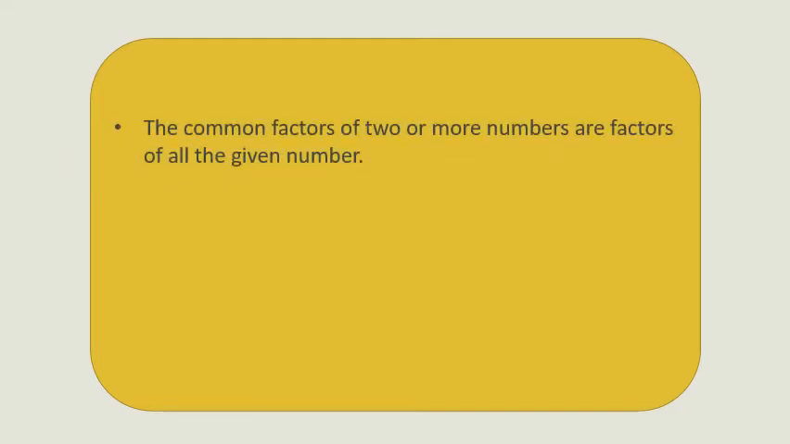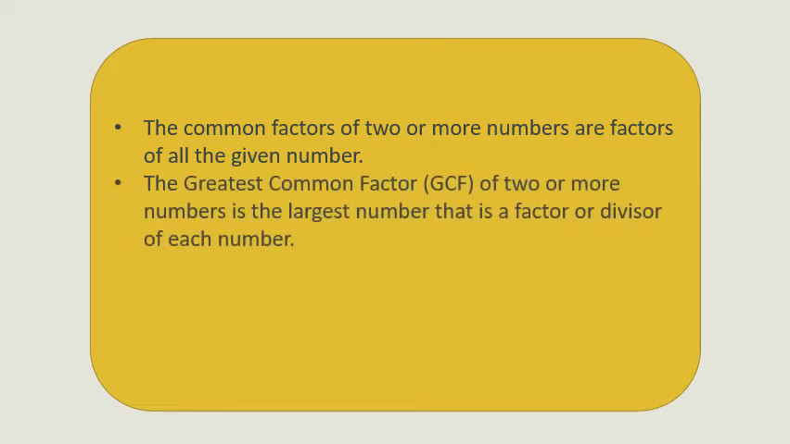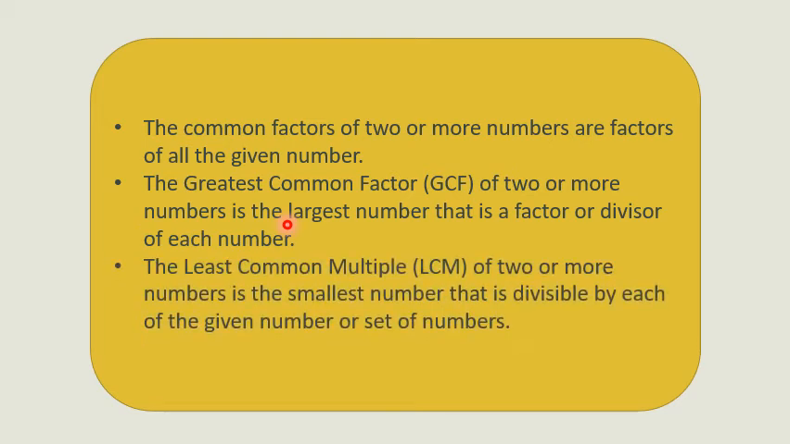Okay, so the common factors of two or more numbers are factors of all the given numbers. Yung common factor na yon ng two or more numbers ay factor na ng lahat na yon. So the greatest common factor or GCF of two or more numbers is the largest number that is a factor or divisor of each number. Tanda natin, pag greatest, so great siya, siya ay largest, pinakamalaking common factor. Then, kapag sinabi naman natin least common multiple or LCM, least, ito po ay smallest. Smallest number that is divisible by each of the given numbers or set of numbers.